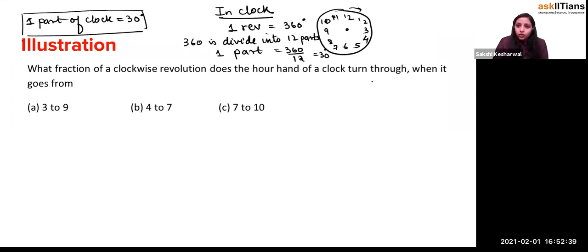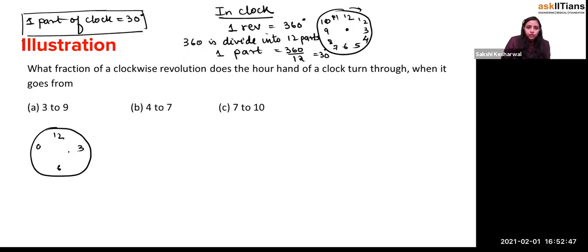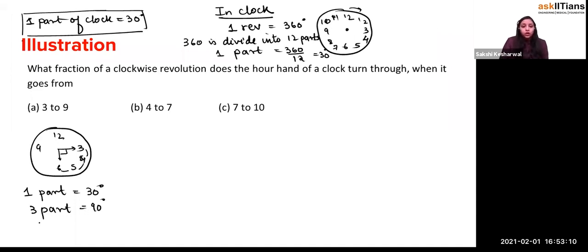So what fraction of a clockwise revolution does the hour hand of a clock turn when it goes from 3 to 9? This is 3, this is 12, this is 6 and 9. So you are going from here to here, right? How many gaps? 1 part, 2 parts, and 3 parts, right? So 1 part is equal to 30 degrees. So 3 parts will be equal to 90 degrees. What is the fraction? 90 degrees means 1/4 of a revolution. Yes or no?